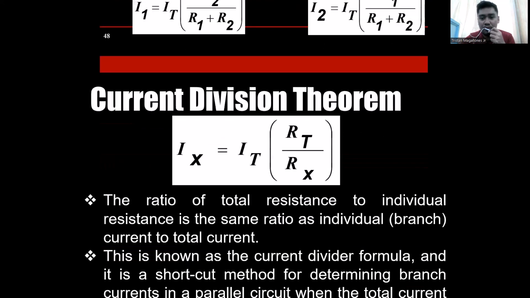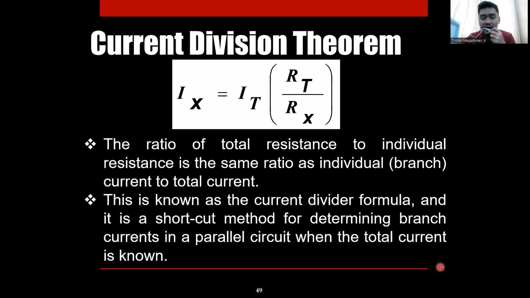If you have more branches, we will use this formula. So Ix will be equal to IT multiplied by RT over Rx. So the ratio of the total resistance to the individual resistance is the same ratio as the individual branch current to the total current. This is known as the current divider formula, and it is a shortcut method for determining branch currents in a parallel circuit when the total current is known.